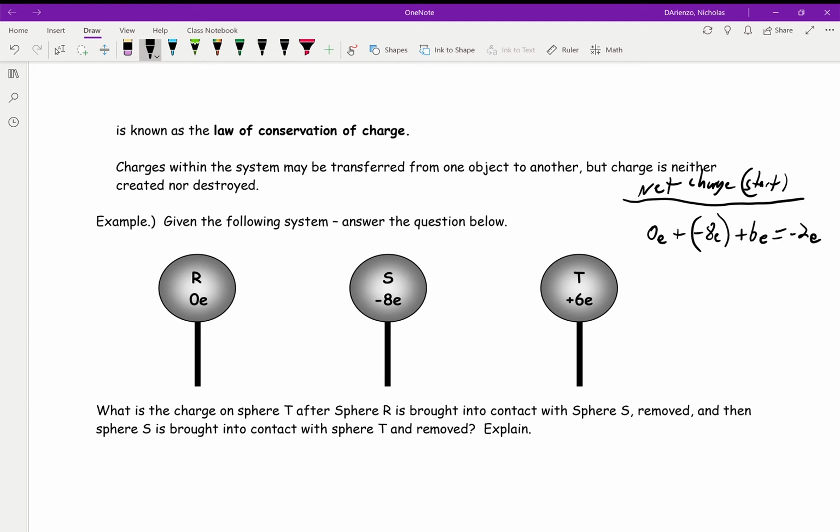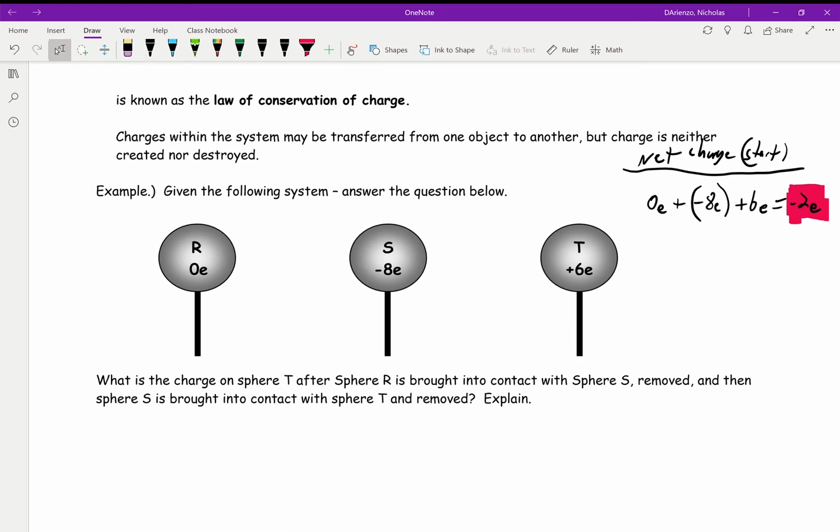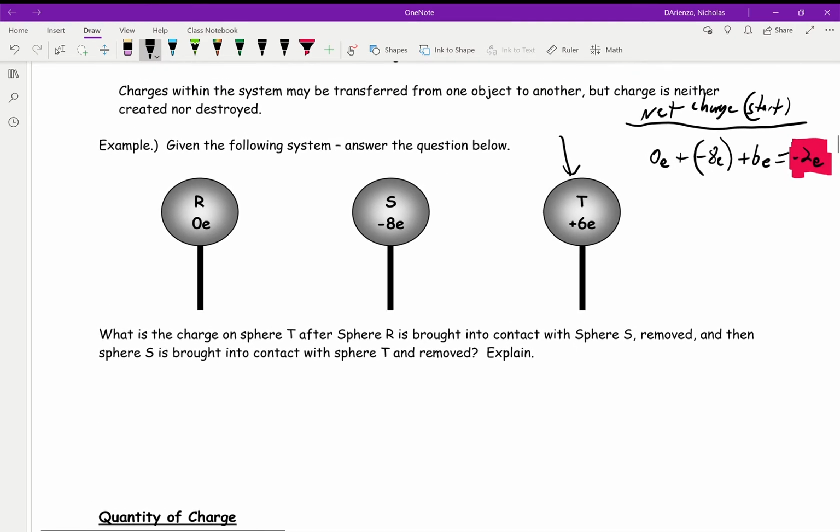Now, the law of conservation of charge says no matter what we do here with these spheres, we should maintain this overall charge in this system, assuming it is closed or isolated. We should maintain a charge of -2 elementary charges. So it says, what is the charge on sphere T after sphere R is brought into contact with sphere S, removed, and then sphere S is brought into contact with sphere T and removed?